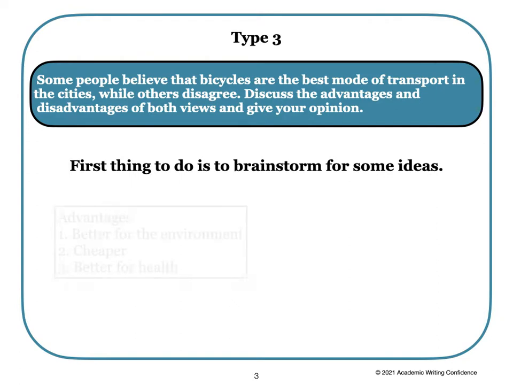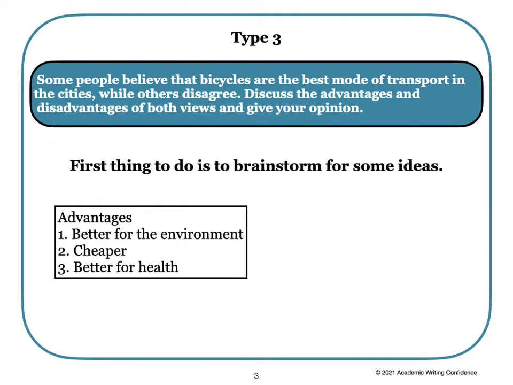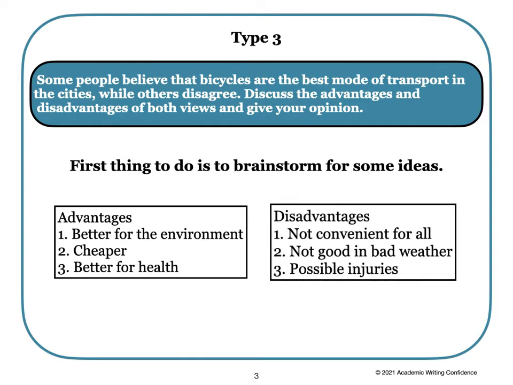Perhaps you think of these three advantages for this topic. Bicycles can be better for the environment, they're cheaper, and they are better for your health. You may decide these are some disadvantages of bicycles in the city. They're not convenient for all, they are not good in bad weather, and there can be possible injuries.